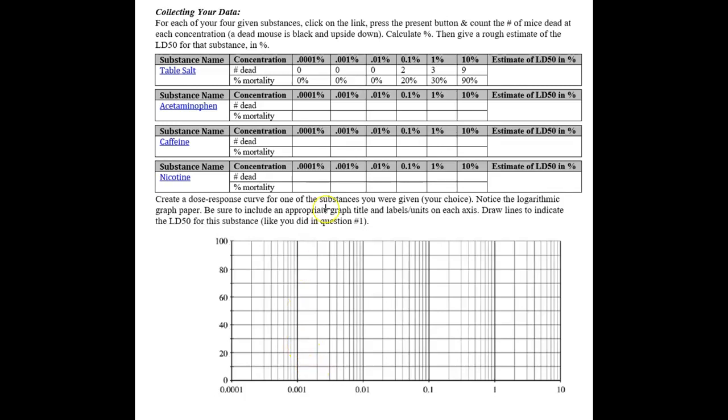So the first thing we need to do is label our axes. So I'm just going to type in here this little text bubble. Our y-axis, this would be percent mortality. And then down here on our x-axis, this was the LD50 in percent. Okay, so let's start plotting.